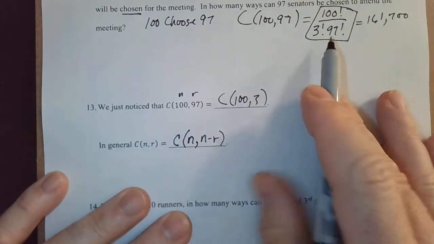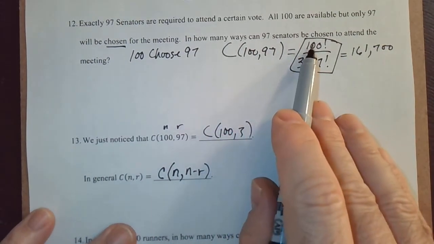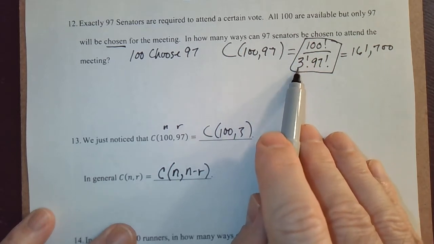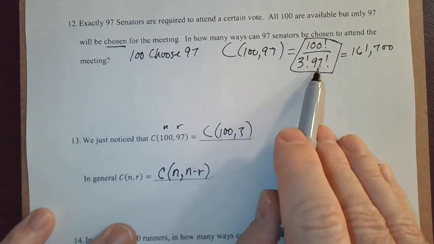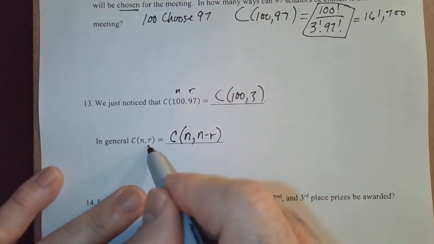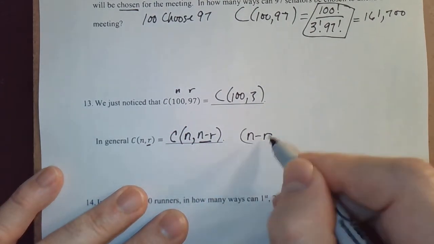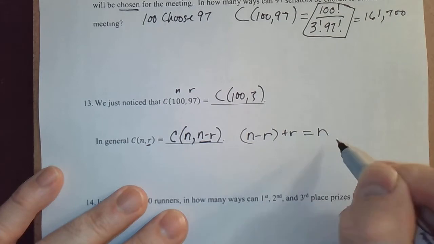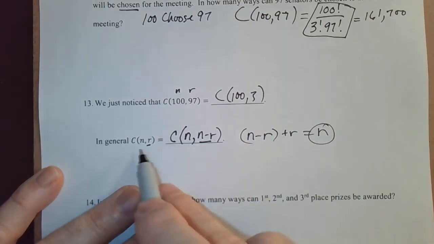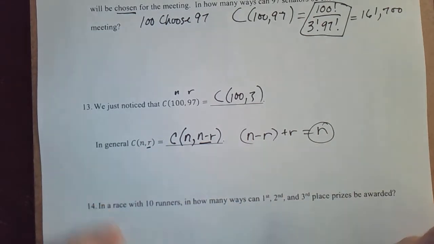And so up here, n and r, that's n factorial, that's n minus r factorial, and that's r factorial. So these two, since r and n minus r add up to n, we know those will be the two numbers that are equal to each other.